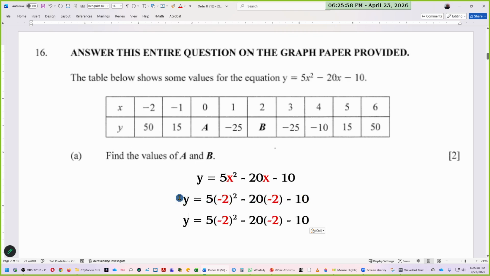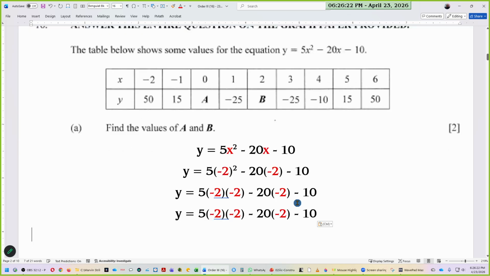So now this is going to be -2 times -2, because that's what the power means. Of course, you'll be putting this in your calculator, so you'll just be putting 5, open bracket, -2, close bracket, raise it to the power of 2. And in fact, if you just put all of this in your calculator one shot, you should get 50. But I just want to demonstrate that's exactly what's happening here.